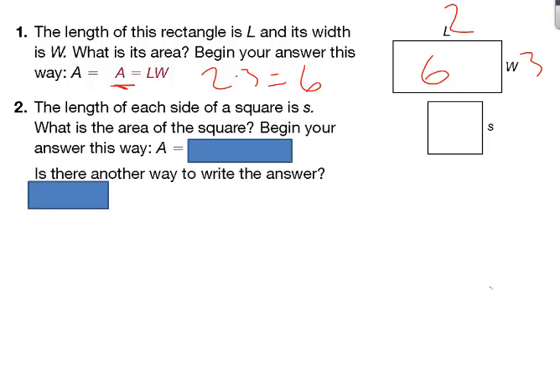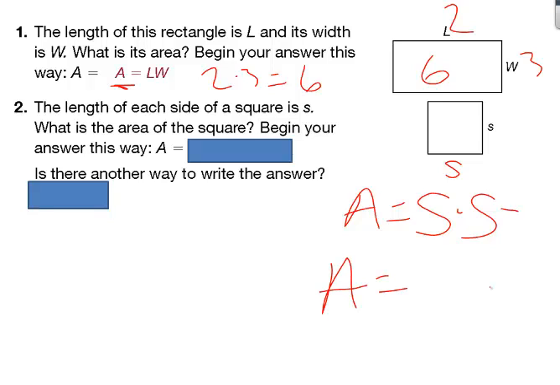Let's look at number 2. The length of each side of a square is S. So what is the area of the square? Begin your answer this way: A equals. So to figure this out, A equals what? A equals S times what? Another side, because the sides are all equal. S times S would work, or another way of saying that is S squared.